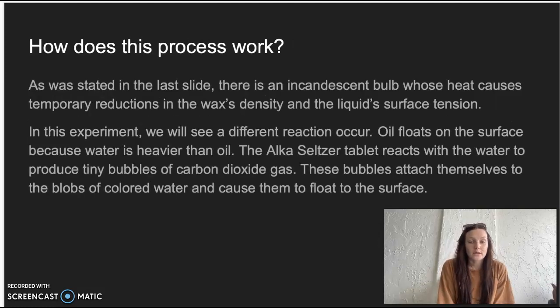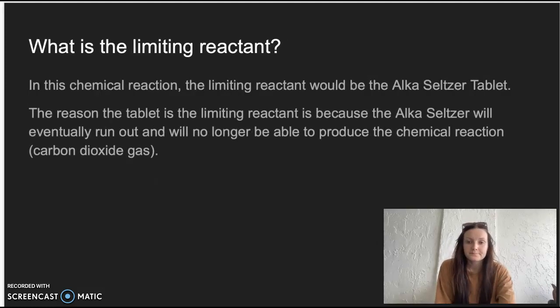So how does the process work? As stated in the last slide, there is an incandescent bulb whose heat causes temporary reductions in the wax density and the liquid surface tension. In this experiment, we will see a different reaction occur. Oil floats on the surface because water is heavier than oil, and the Alka-Seltzer tablet reacts with the water to produce tiny bubbles of carbon dioxide gas. The bubbles attach themselves to the blobs of colored water, which we're using the food coloring for, and then it causes them to float to the surface.